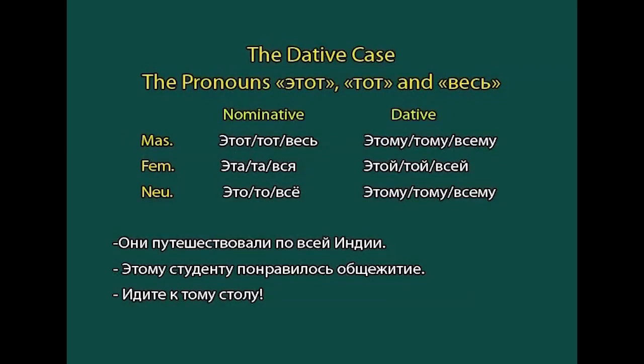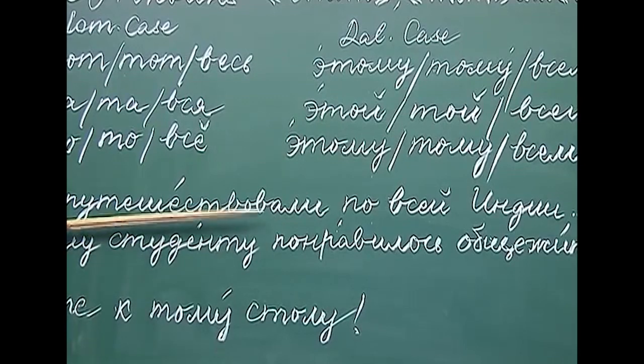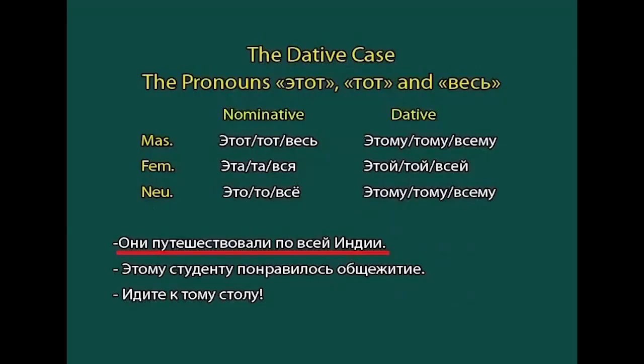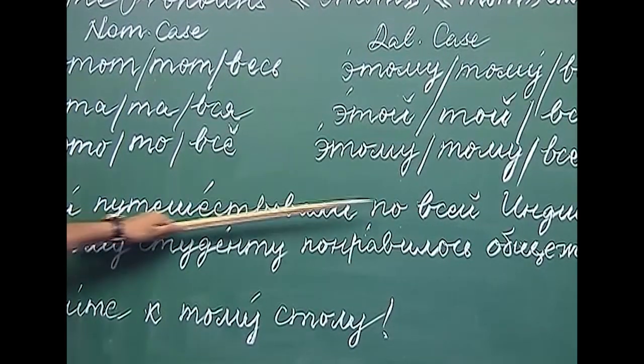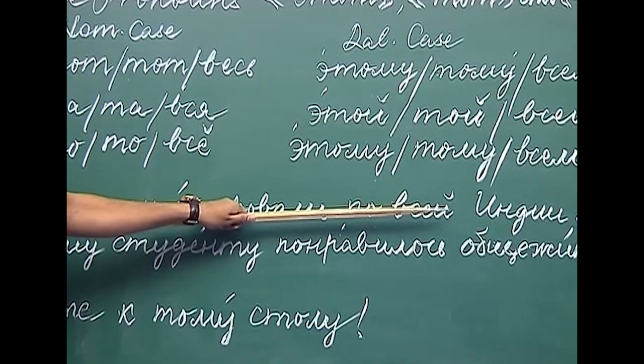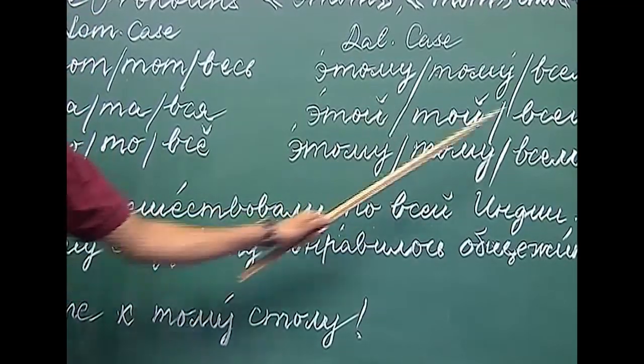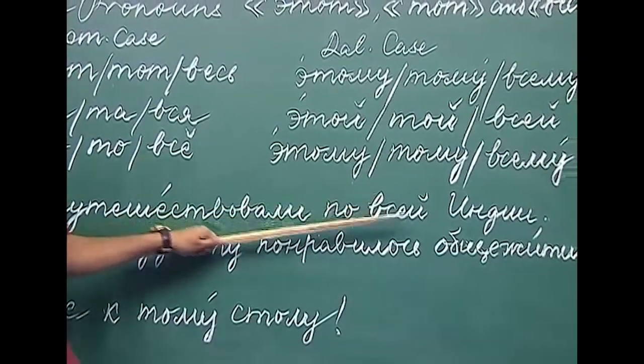Now let us look at some examples. Они путешествовали по всей Индии. Путешествовать is a verb which means to travel. They travelled all around India, or across India. Here, after по we have used the determinative pronoun весь, and India is a feminine gender noun, that is why it has become всей. Они путешествовали по всей Индии.